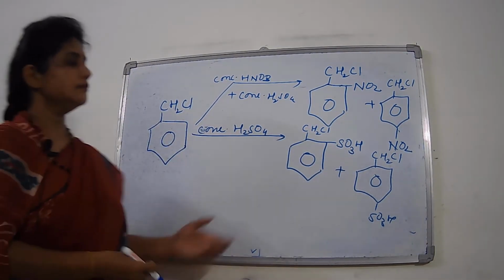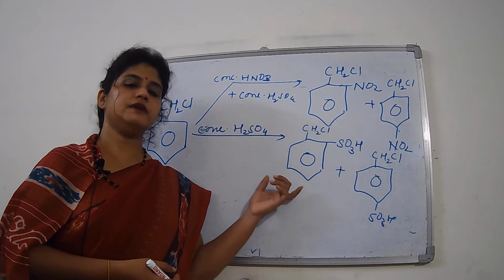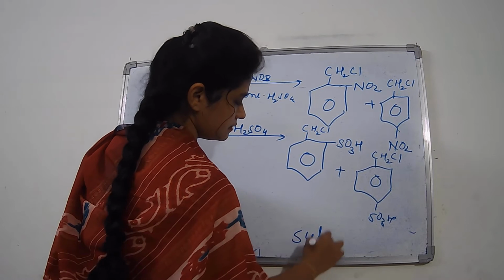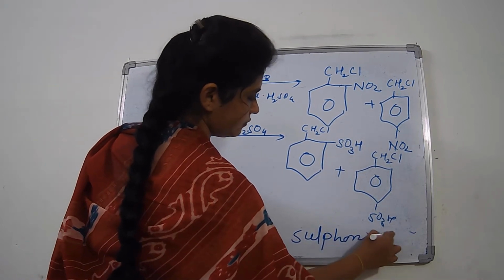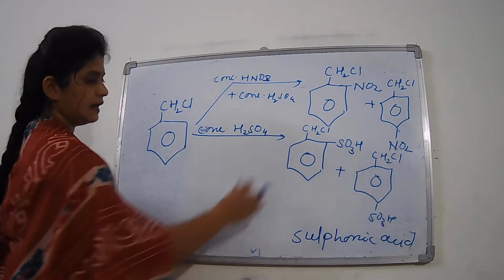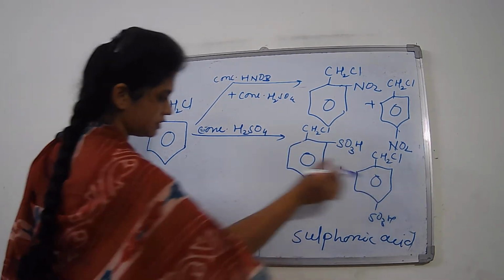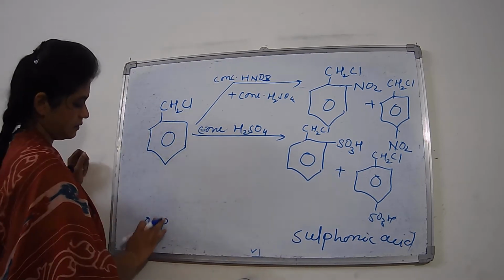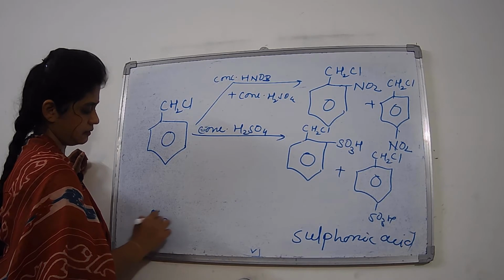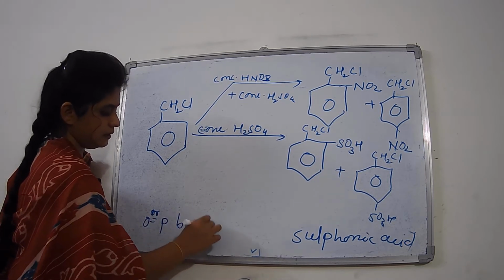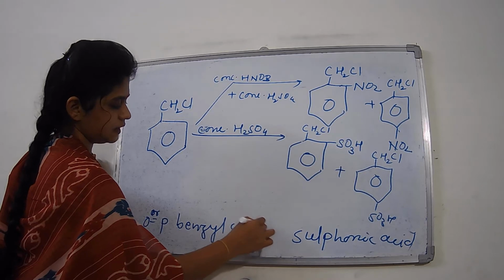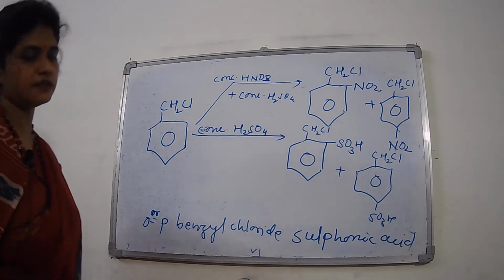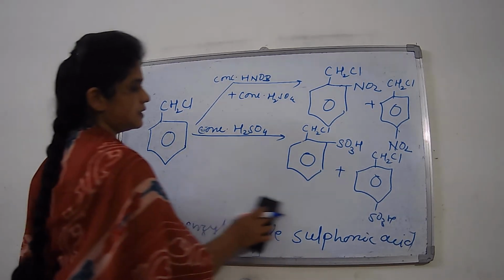Whenever an SO3H group is present, we always call it a sulfonic acid. So what will be the name of this compound? As the sulfonic group is at the ortho and para positions, we say ortho or para benzyl chloride sulfonic acid. This is the name of the product after sulfonation, the second electrophilic substitution reaction.